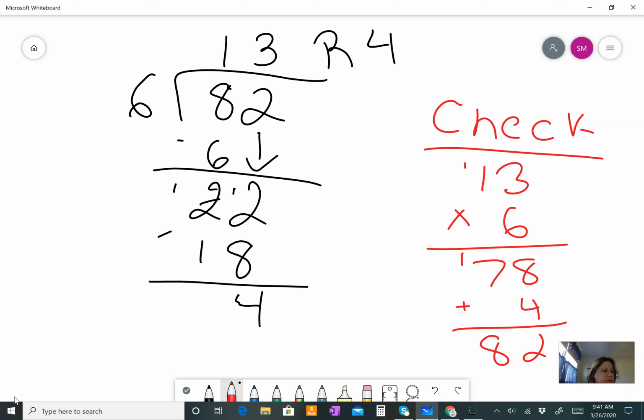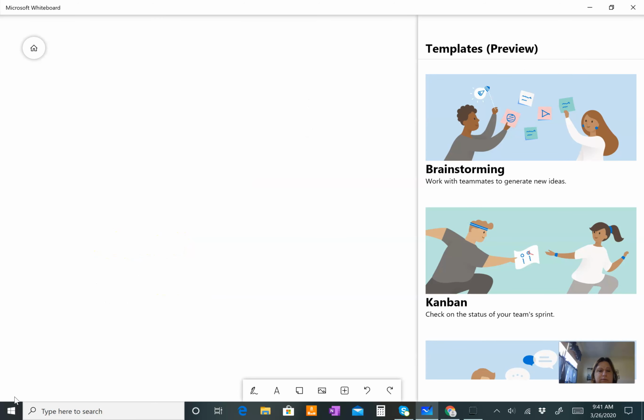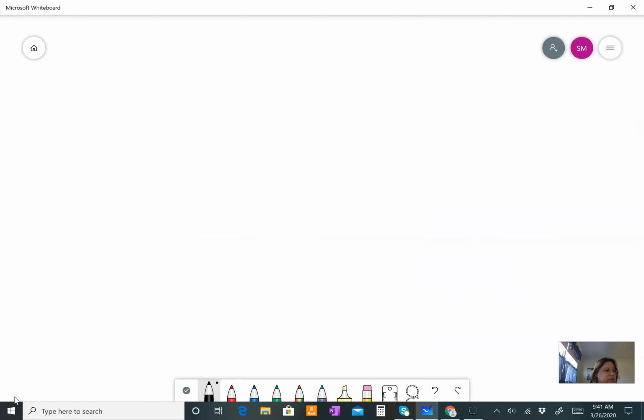Okay. I'm going to do one more with you. I want to now go to the worksheet here. All right, so let's look at the first example here: 3 divided into 56. So remember, step 1 is divide. 3 divides into 5. How many times? 1 time. Then we multiply.